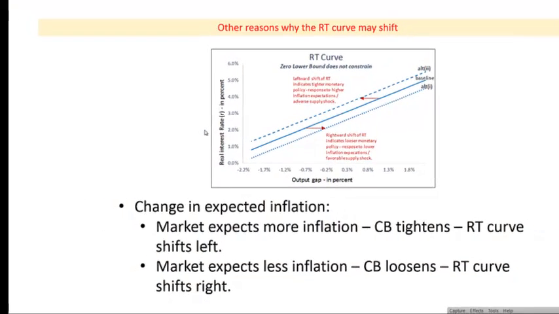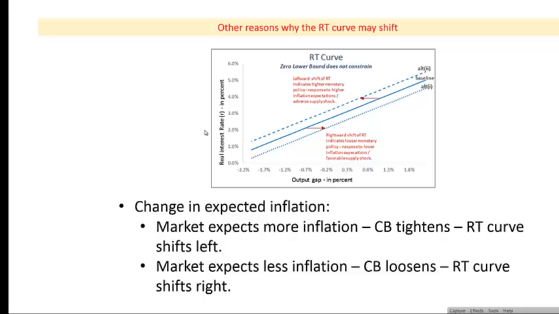Now, there are other reasons why the RT curve may shift. One of those reasons is a change in expected inflation. So let's suppose that the market expects more inflation. This means that the central bank has lost credibility on the upside. The central bank needs to send a signal that it's serious, so it's going to tighten, and that means that the RT curve will shift to the left.